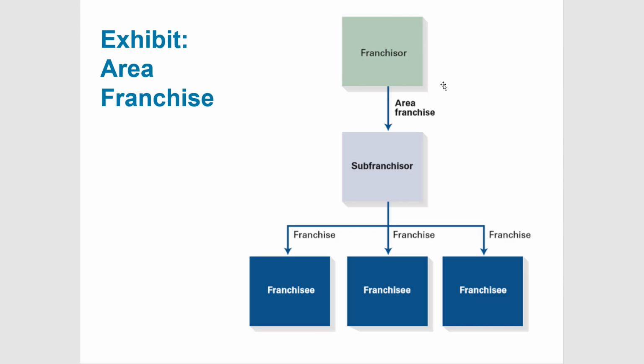Small visual here to illustrate. You have the original franchisor. They're granting an area franchise to a sub-franchisor who gets some exclusive territory in which they're going to operate. And they're going to open up franchises, franchising out to the franchisees in that territory. And then hopefully it works out for everybody.